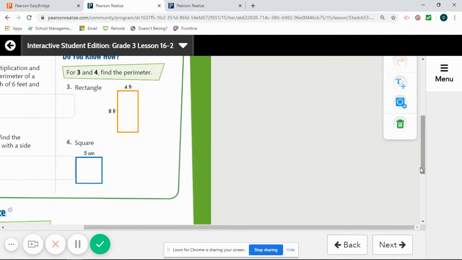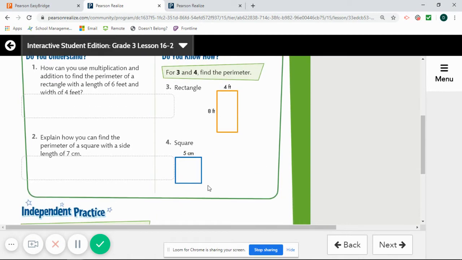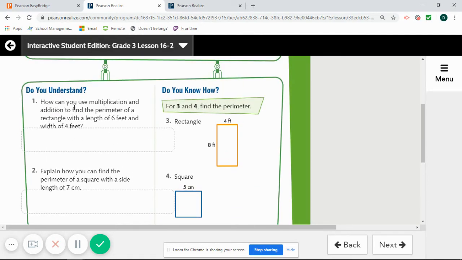Next, let's move on to some more guided practice. The first question is, how can you use multiplication and addition to find the perimeter of a rectangle with a length of 6 feet and a width of 4 feet? Well, they did not give us a rectangle here, but it seems like we're going to be measuring it and trying to find the perimeter.